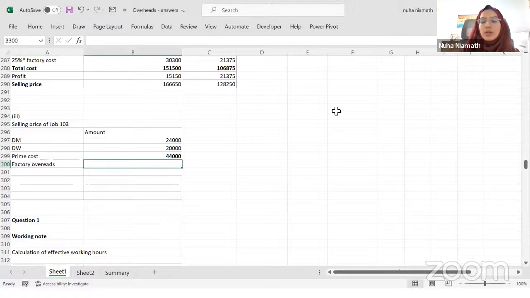Factory overheads is nothing but 0.6 into 50% of direct wages, which will come to 12,000. That will give me the factory cost, which is prime cost plus factory overhead. Then we have the admin overheads. Admin overheads will be 25% of factory cost, which is 14,000. So this gives me a total cost of 56,000 plus 14,000.